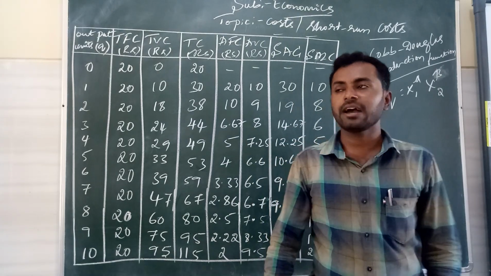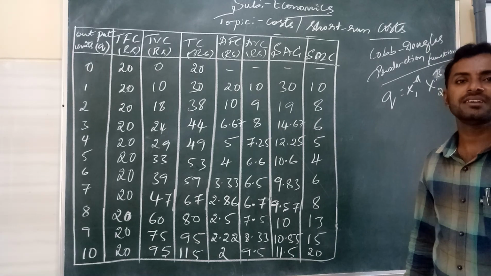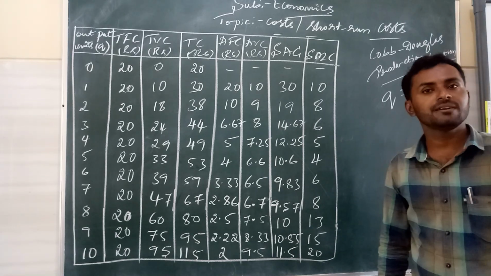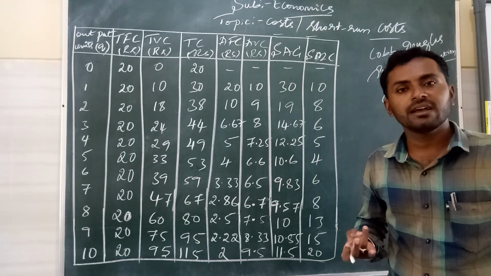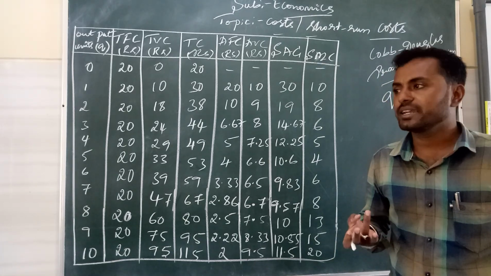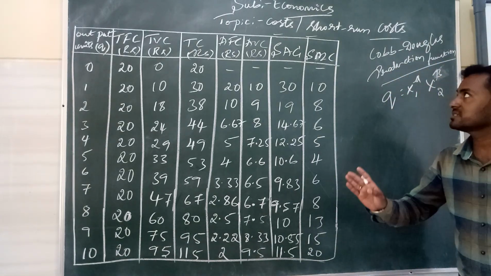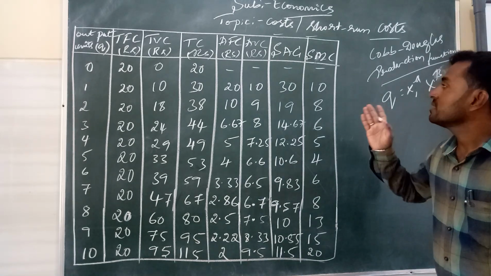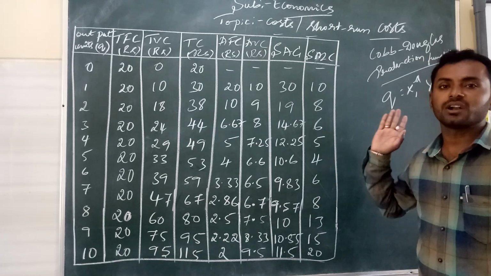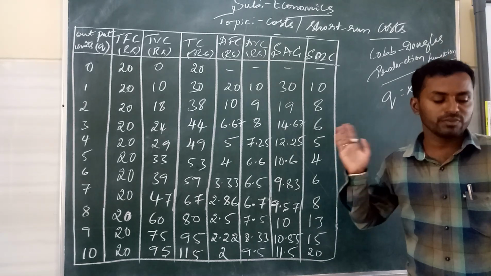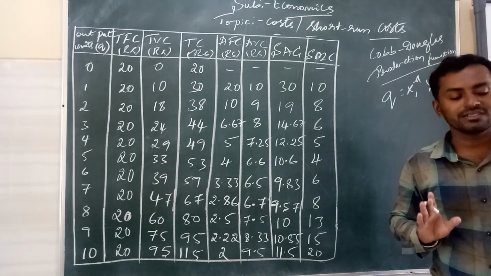In the last class, we discussed the law of relative proportions and the law of returns to scale. We discussed that there are three stages in the law of returns to scale: increasing returns to scale, constant returns to scale, and diminishing or decreasing returns to scale. In this class, we are going to discuss the concept of costs. In that, we are going to discuss the topic of short-term cost. Before going to discuss short-term cost, we have to know what we mean by costs.